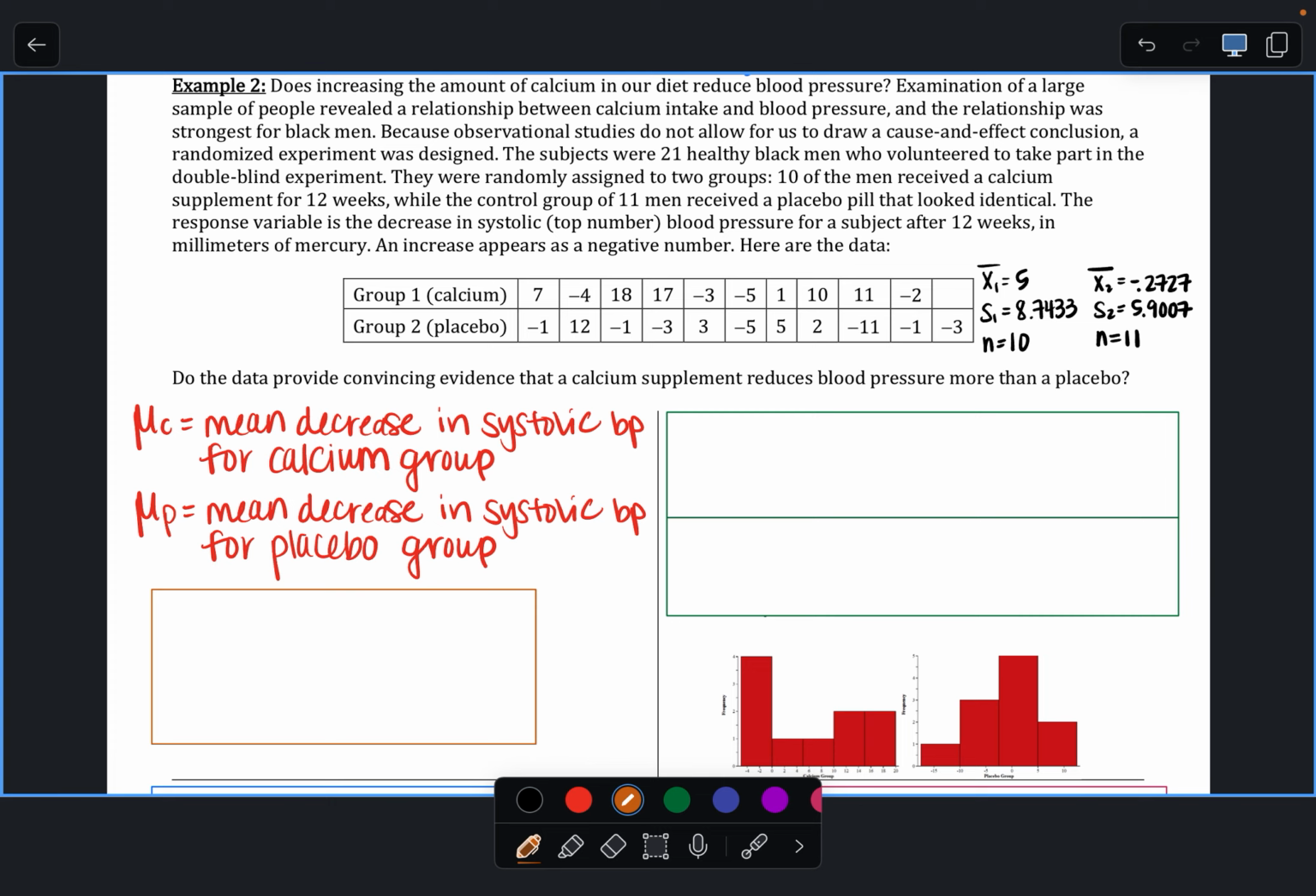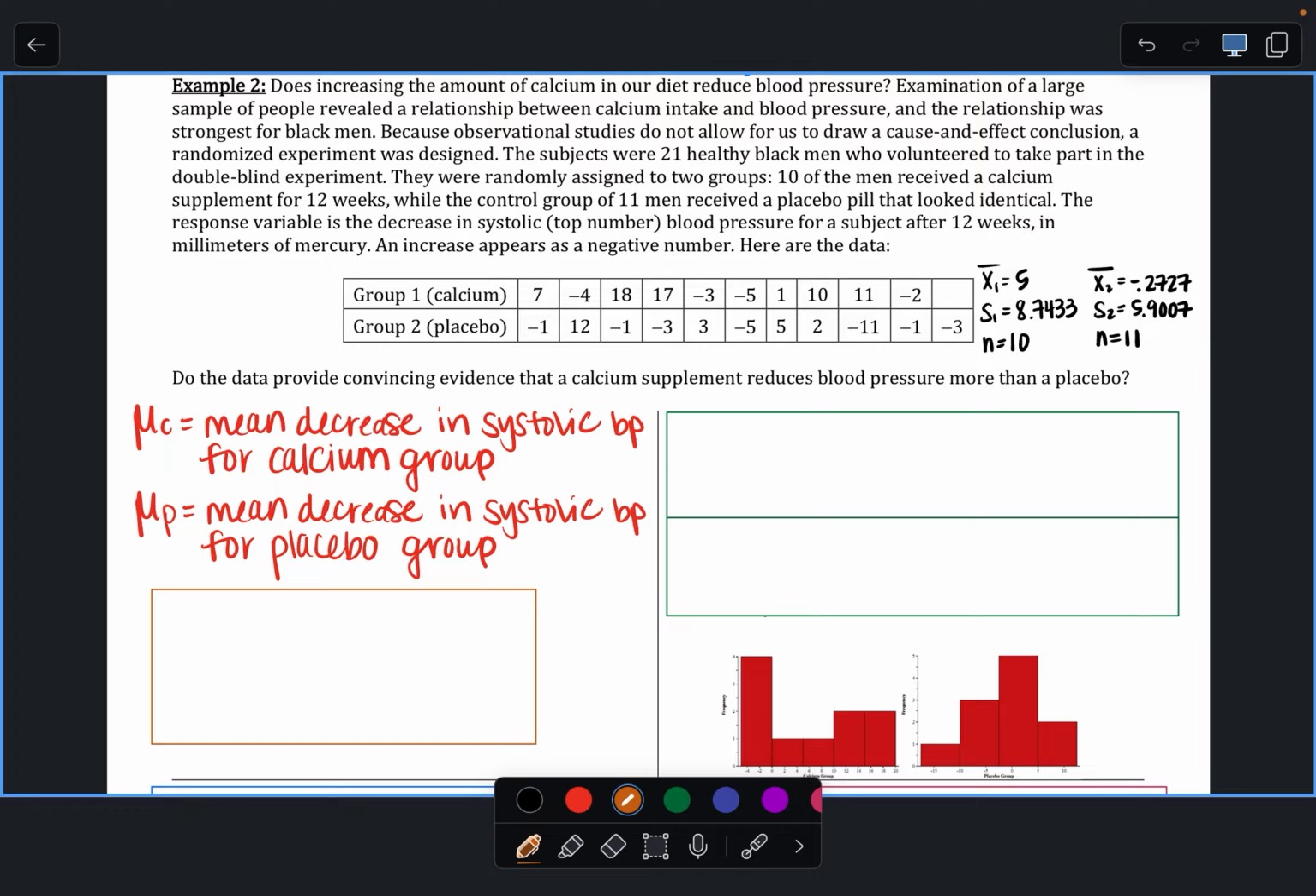This particular problem is asking, does increasing the amount of calcium in our diet reduce blood pressure? Examination of a large sample of people revealed a relationship between calcium intake and blood pressure, and the relationship was strongest for Black men. Because observational studies do not allow cause and effect, a randomized experiment was designed. So we are going to go in, and they have 21 healthy Black men who volunteered. So as soon as you see that they volunteered, immediately you cannot generalize to the population because you did not sample from the population. To take part in the double-blind experiment, we can establish cause and effect.